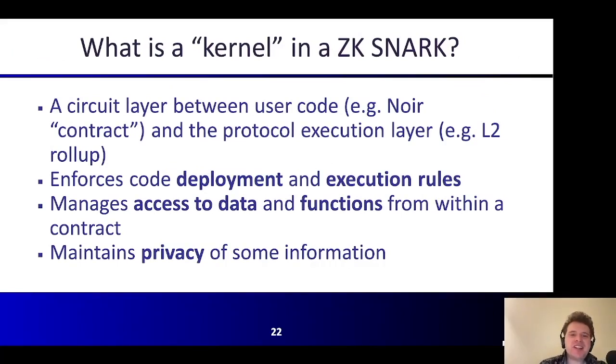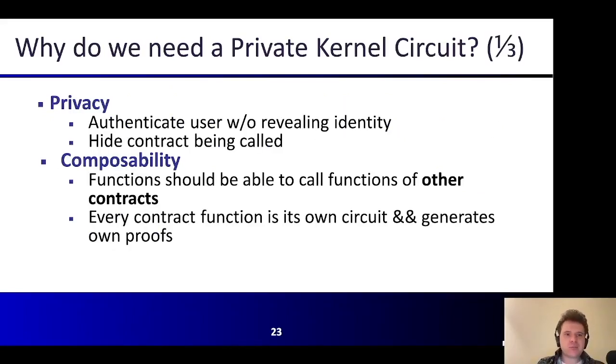So it's a circuit layer between the user code, for example one of these private contracts, and the protocol execution layer. In our case, it's going to be an L2 rollup, but in an abstract way, it doesn't have to be. It could be an L1. So it enforces the execution rules of the blockchain network. It enforces the rules around applying contracts. It manages access to data, it manages access to functions, and it maintains, in our case, privacy of information.